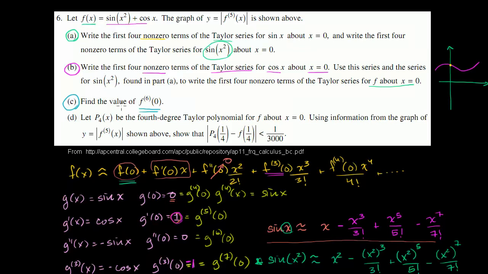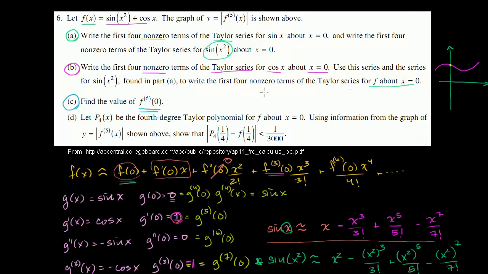But we have a big clue here. The fact that they made us find the first four terms of the Taylor series of f about x equals 0 tells us that there might be a simpler way to do this, as opposed to just taking the sixth derivative of this and evaluating it at 0. And the simplest way to do this is to just go back.